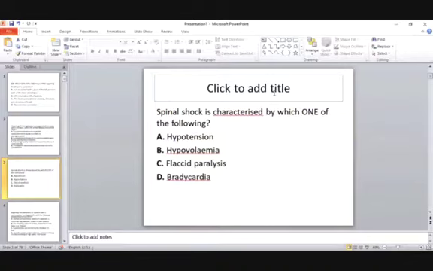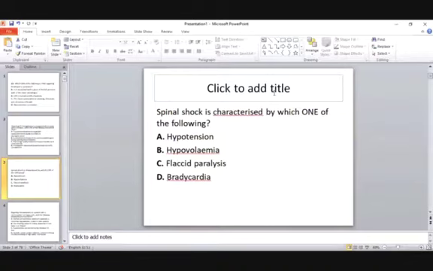So spinal shock is the condition where you get flaccidity, or loss of muscle tone and loss of reflexes that occur immediately after spinal cord injury, and after a period of time you get spasticity. So spinal shock is a term. It's actually a physiological thing, not actually an anatomical thing.